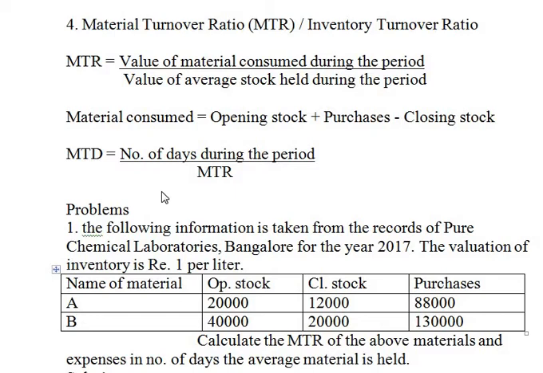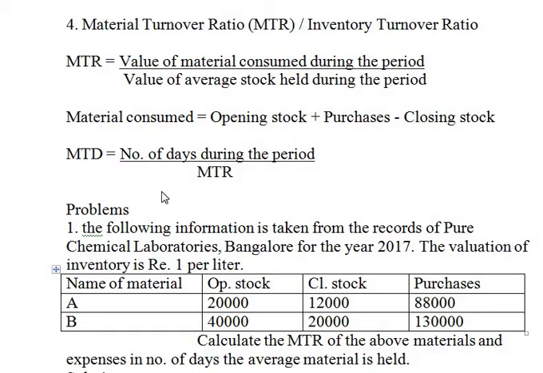In today's class, we will be discussing the fourth technique of material control, that is material turnover ratio, which is also called inventory turnover ratio. Now what exactly is material turnover ratio? It is the ratio which the value of material consumed during the period bears to the average stock held during the period. It means MTR is used to find out the speed of movement of a particular material, that is whether the particular material is fast moving or slow moving. That can be found with the help of material turnover ratio.